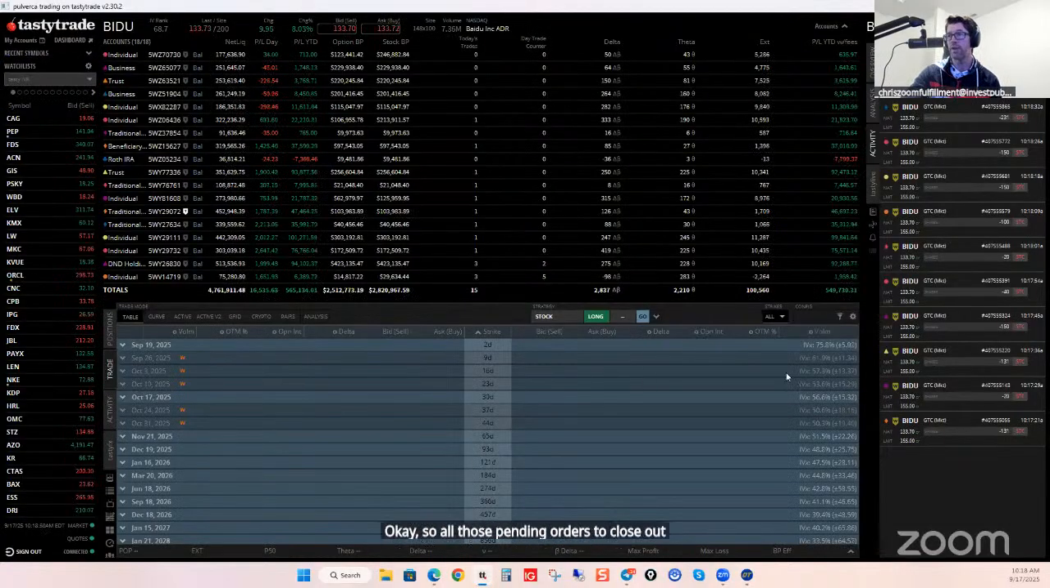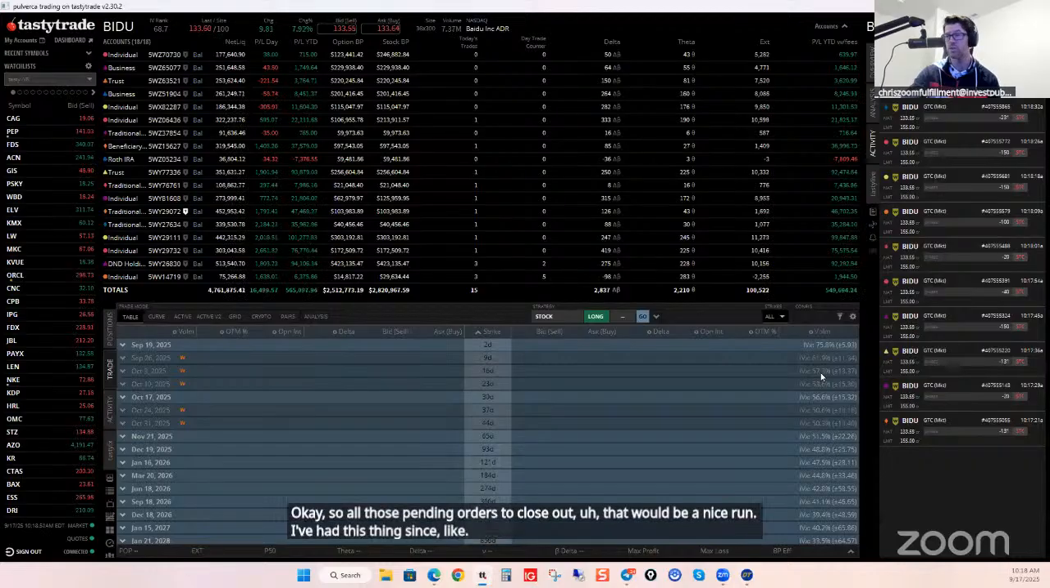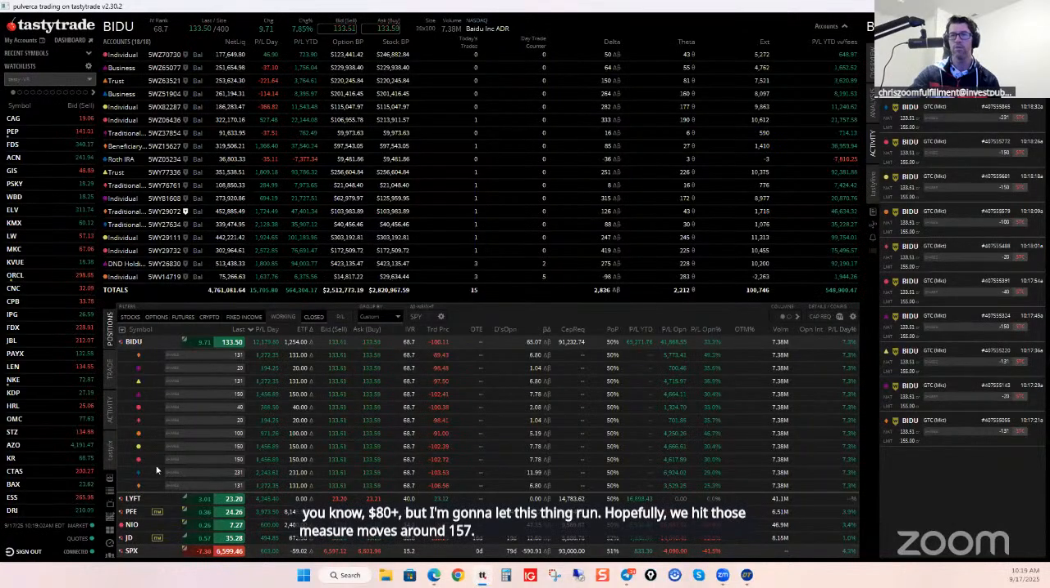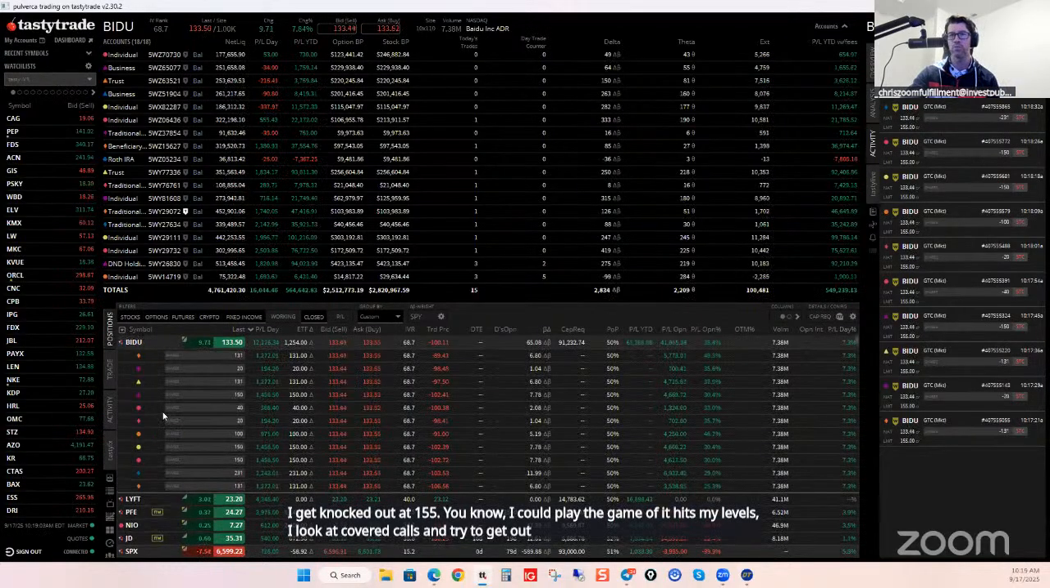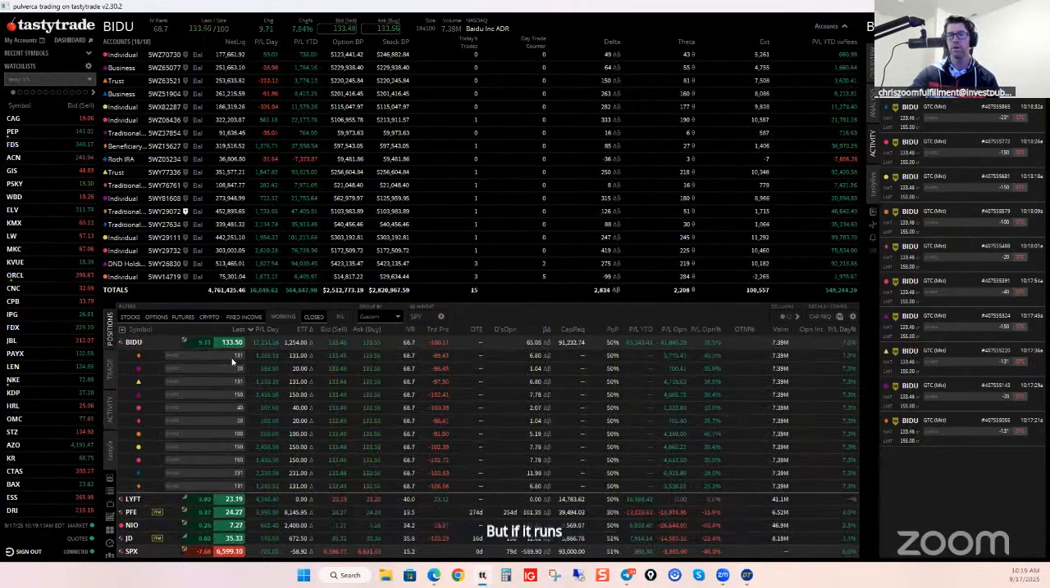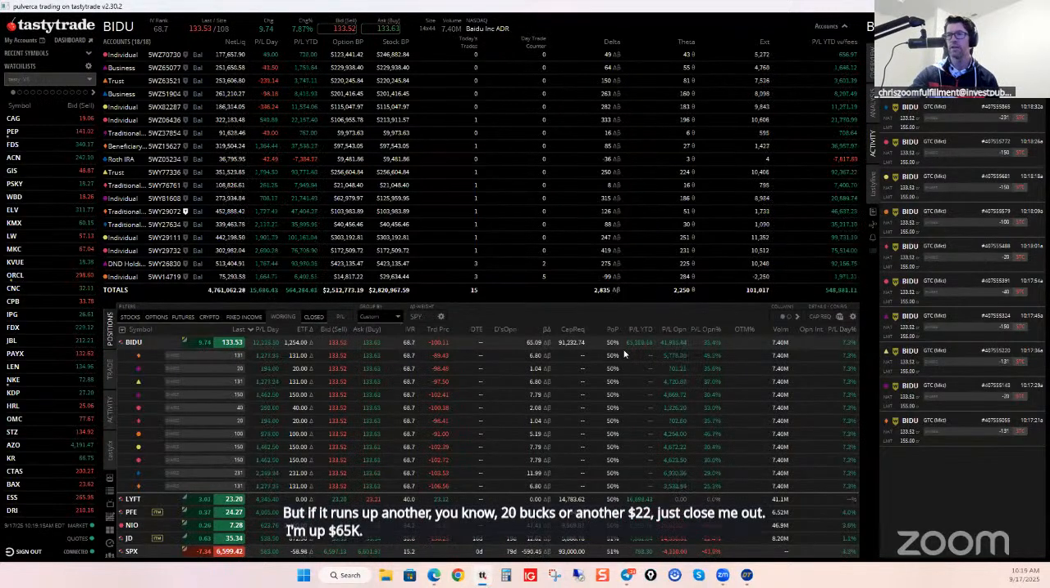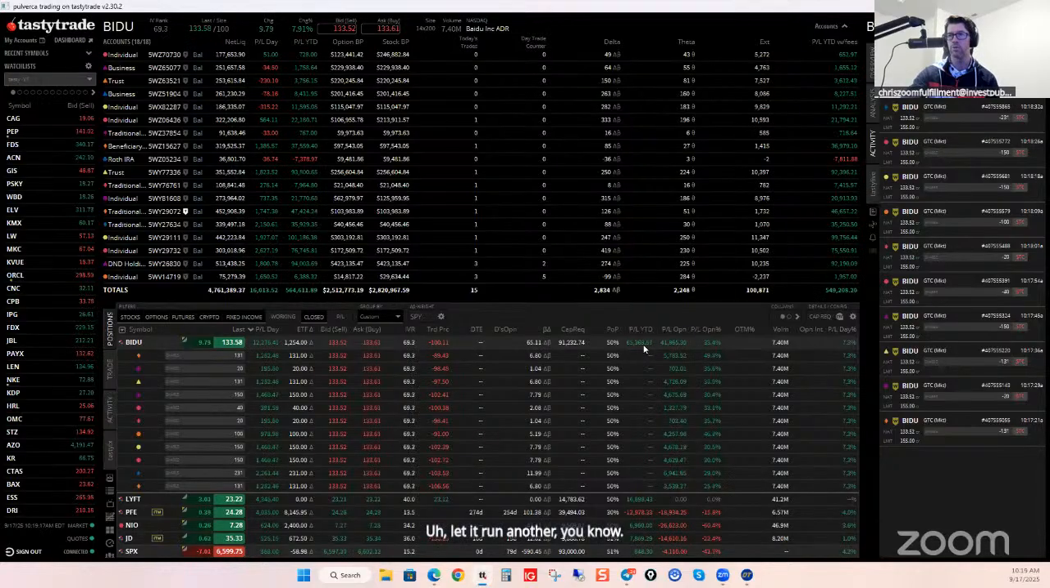That would be a nice run. I've had this thing since like $80. I've used a lot of options to lower the cost basis. So I think my break even is probably closer to $70 than 80 plus. But I'm going to let this thing run. Hopefully we hit those measure moves around 157. I get knocked out at 155. I could play the game of it hits my levels, I look at covered calls and try to get out of it that way for a little extra premium. But if it runs up another $20, another $22, just close me out. I'm up 65K. Let it run another $20, and that jumps up quite a bit.